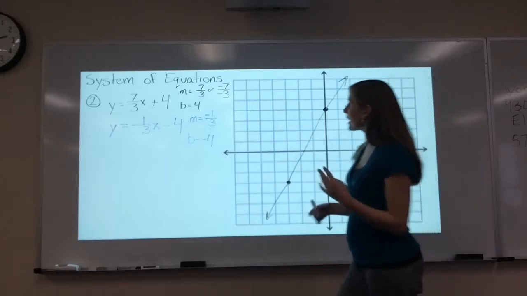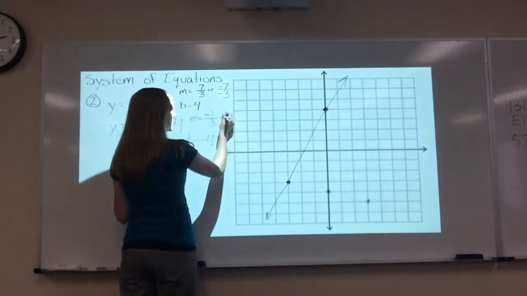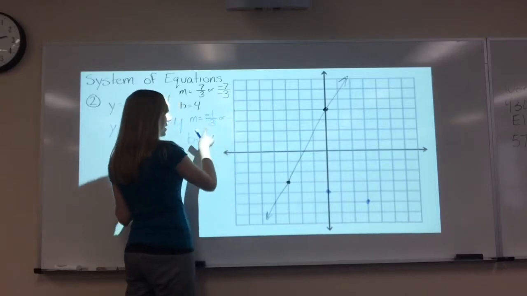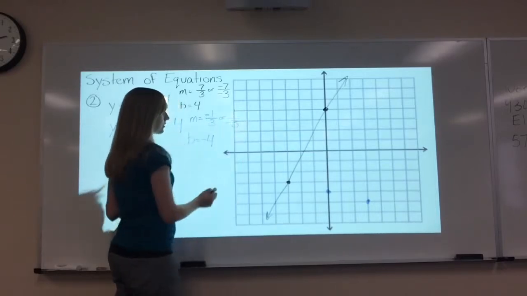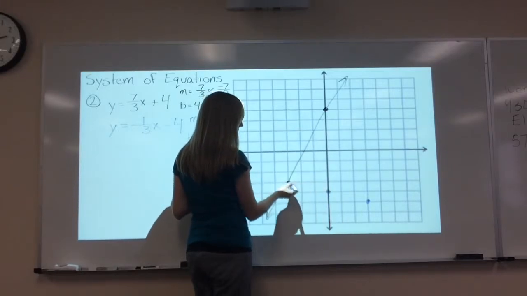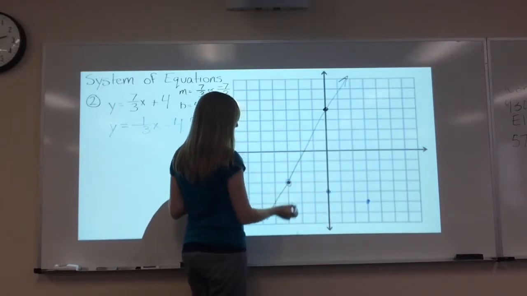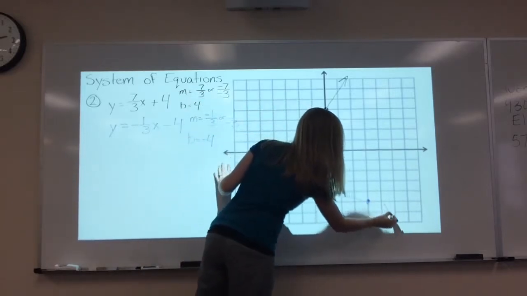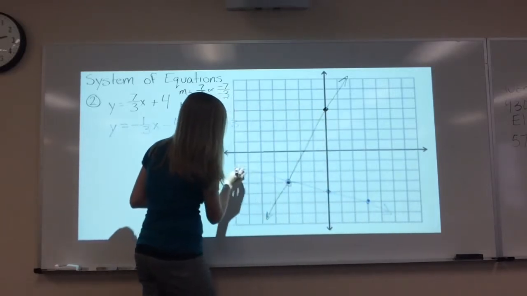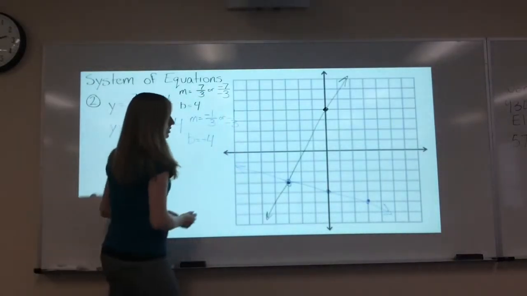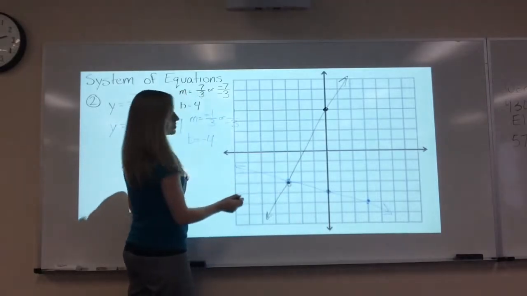Okay? From there I can do the opposite. So instead of -1, I'll make it +1. Instead of +3, I'll make it -3. So that means I need to go up 1 to the left 3. There's my point where they intersect. So I'm going to go ahead and draw my line. And then I need to write down the coordinates for the point where they intersect.